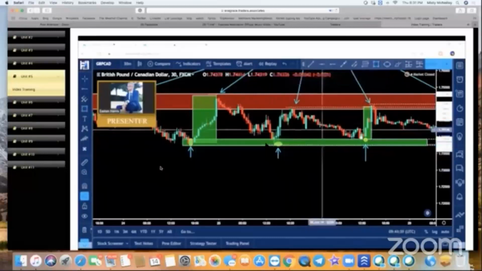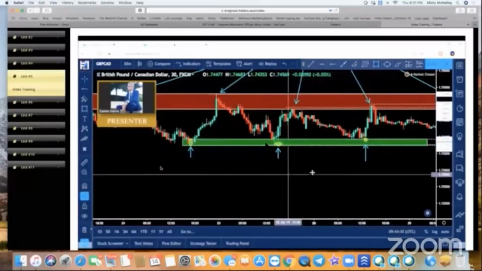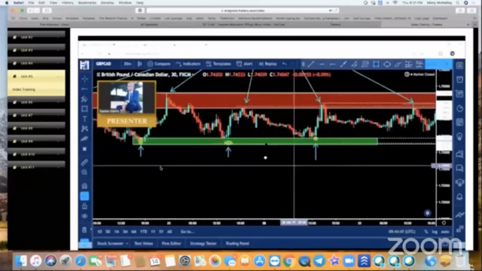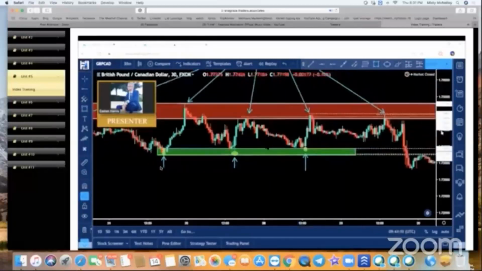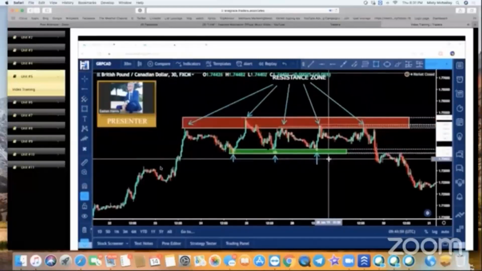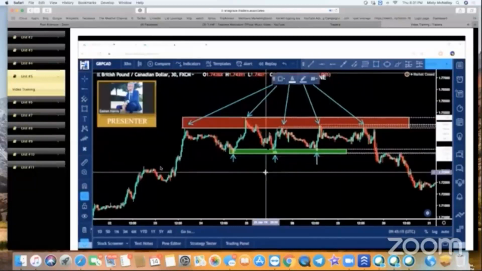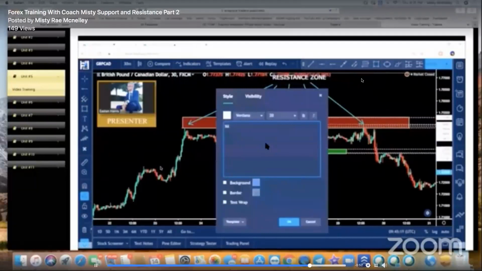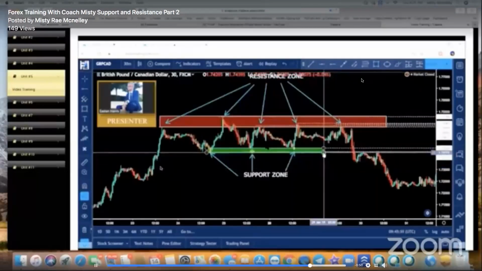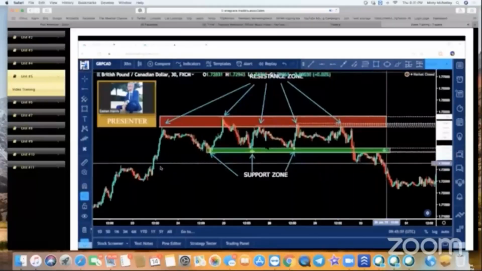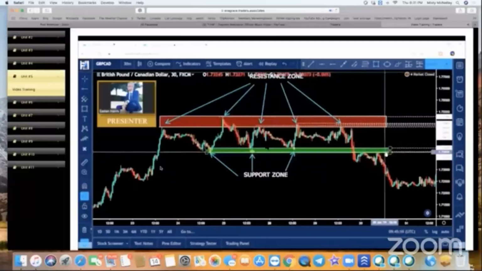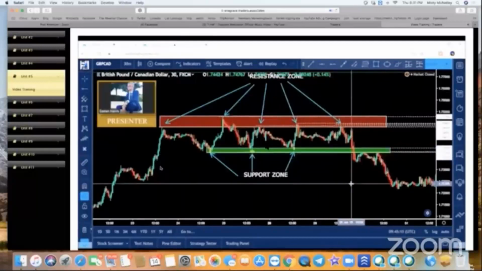Now I'm going to clear some of this off so you guys can have a better look at what's going on. This area right here is our support zone. I was really zoomed in because I wanted you guys to have a complete understanding of how this is done correctly. This is our support zone, and look how price reacted to it. Support then turned to resistance in this area. The zone was very well respected.